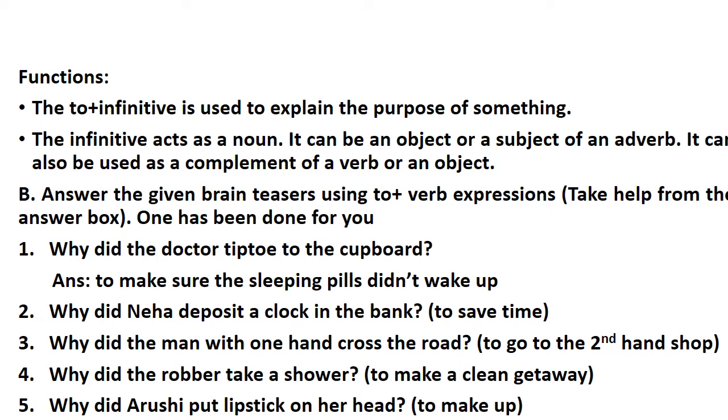Moving on to the third question, why did the man with one hand cross the road? So the answer for this is to go to the second hand shop. So here you can see one hand is quite relevant with the second hand. So therefore, to go to the second hand shop is a verb expression. So this answer is quite apt with the given question.